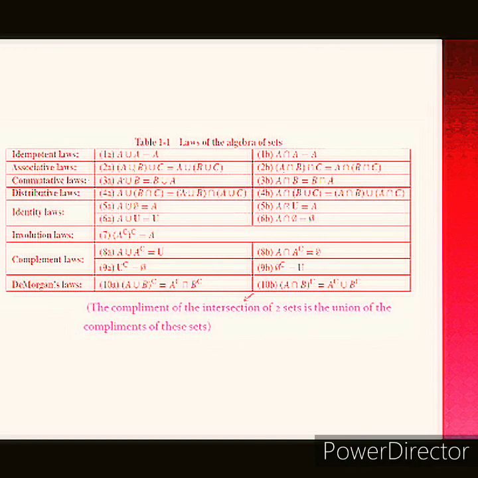Now the important one is De Morgan's law, which says the complement of A union B is equal to the complement of A intersection the complement of B. Similarly, De Morgan's law holds for the intersection part, which says the complement of A intersection B is equal to the complement of A union the complement of B. I am talking about part 10B, that means the complement of the intersection of two sets is the union of the complements of these sets. That is De Morgan's law for intersection.